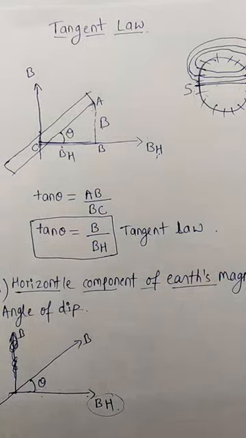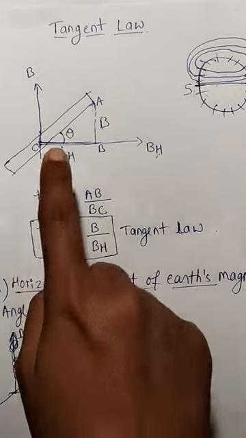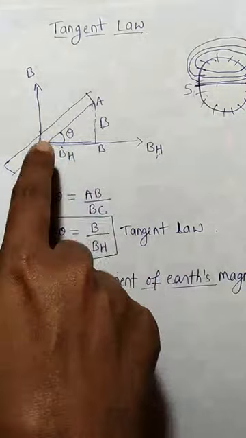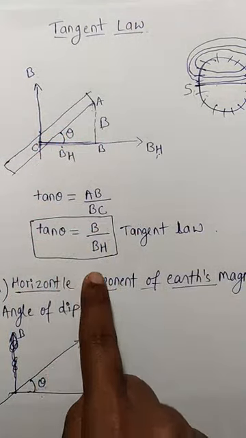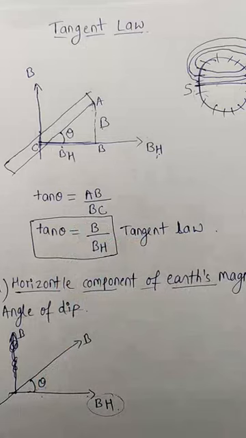So that is called the tangent law. Whenever a magnet is suspended between 2 magnetic fields which are perpendicular to each other, it will come to rest at a certain angle, and the tangent of that angle gives the ratio of those 2 magnetic fields, that is tan theta is equal to B divided by BH. So you draw this triangle, this graph, and from this you derive tan theta is equal to B divided by BH, which is known as the tangent law.